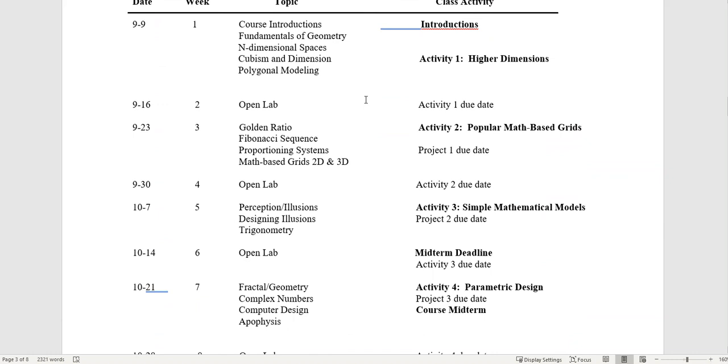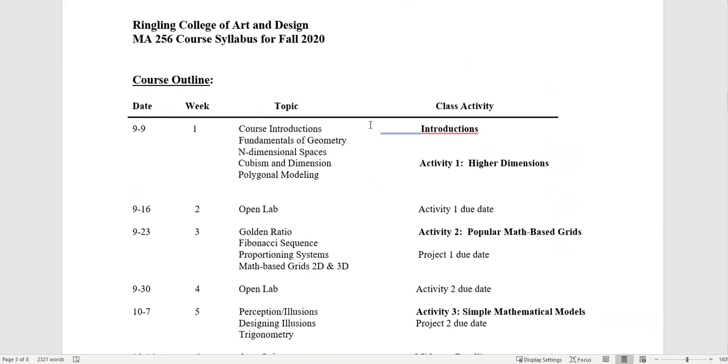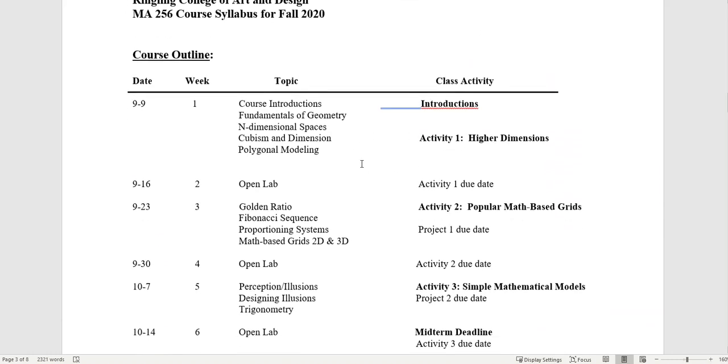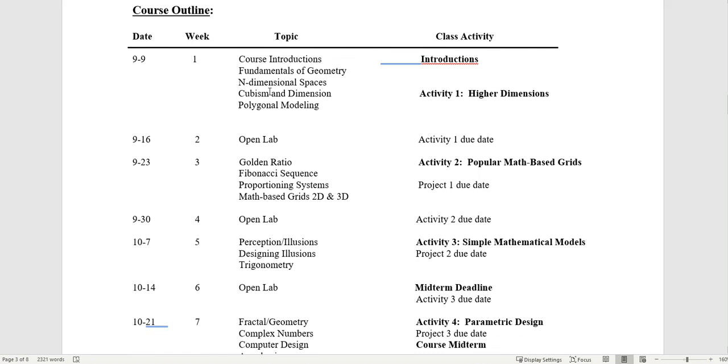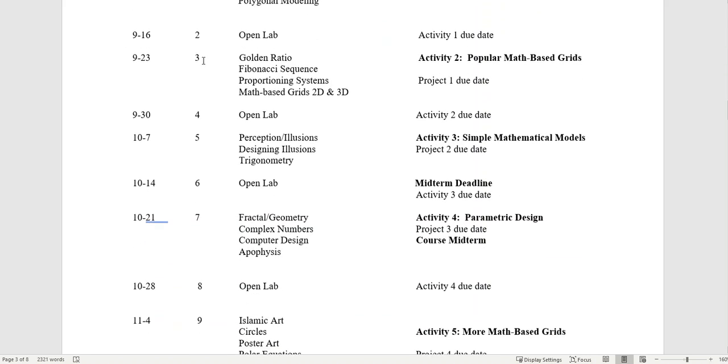Again, this week, when we start out, we talk about higher dimensions, and then there's an activity due the following week. And the following week, I call it open lab because I don't go over any new material. There's usually a lot of questions and people trying to figure out how to do things and work on their projects. And that's what we do in the open lab. It's to kind of complete this unit. And then, of course, we repeat that process.